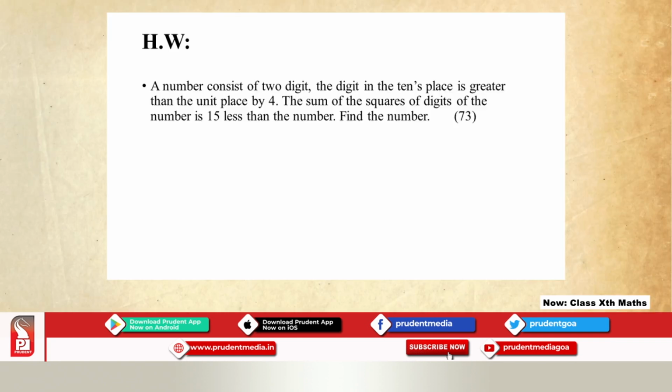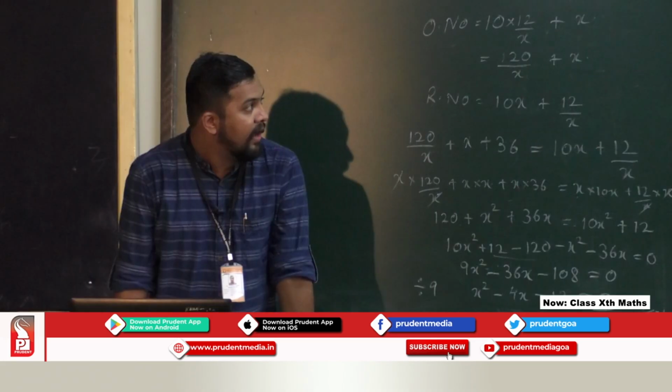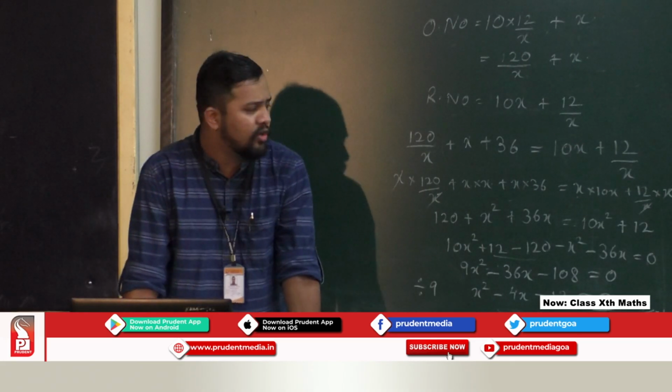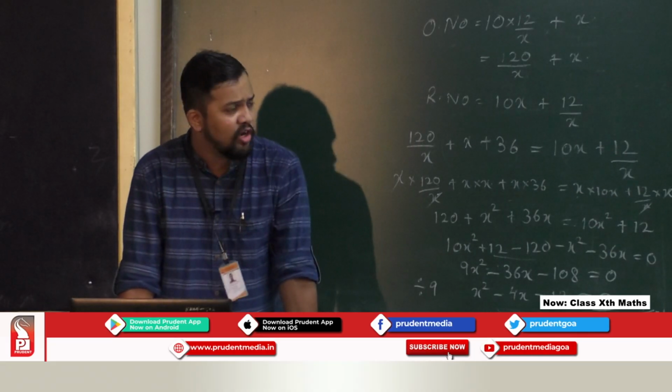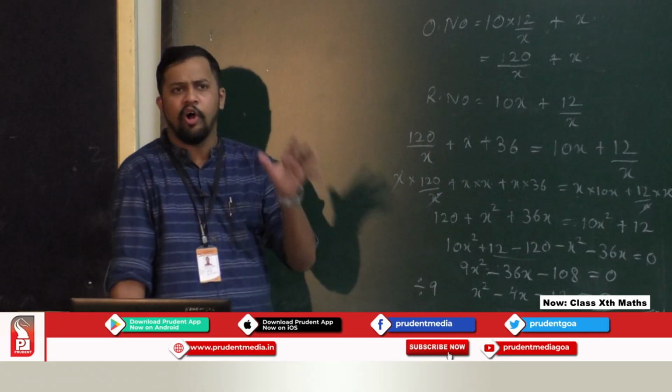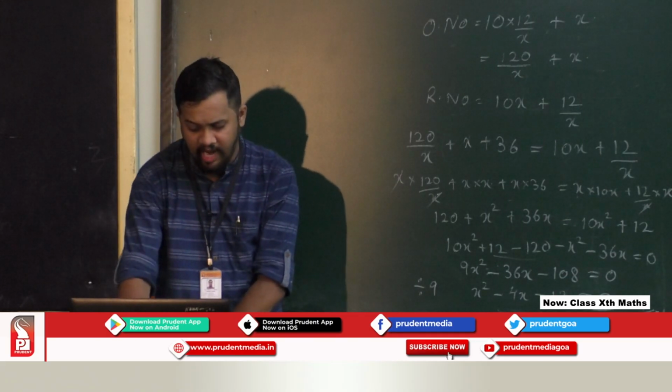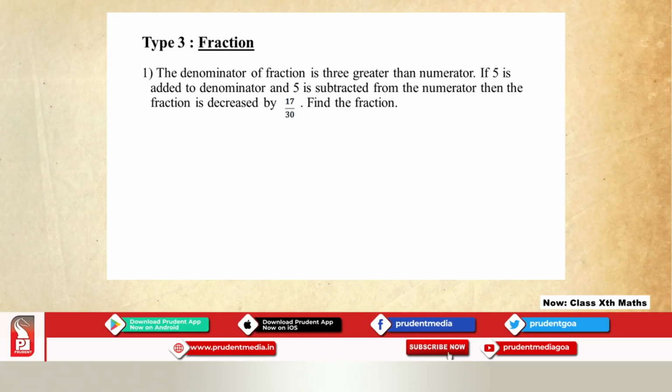Here is a problem for your homework. So this is type 2. Let us go to the last type for today's day. So we'll go to one last type, the third, so that you can practice, because these 3 all are related with numbers. So okay, we'll go to type 3. So type 3 is fraction, and if you see I have one number there, 17 by 30. That's one number which is there.